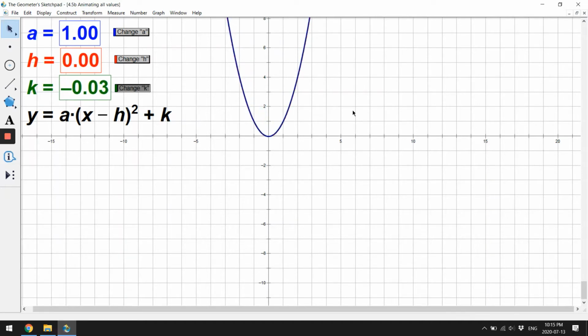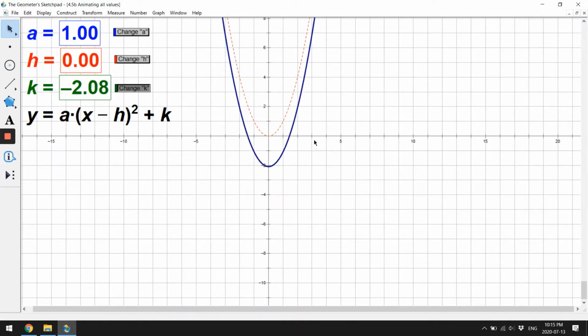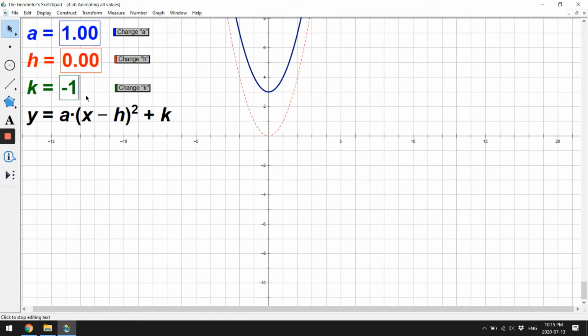Oh, okay. So hopefully you see that k is translating the parabola up and down. So the red one is y equals x squared. That's our original parabola. So for example, if k is 1, you shifted the red parabola 1 unit upwards. If it was 2, it's 2 units up. If it was 3, 3 units up. Negative 1, 1 unit down. Negative 2, 2 units down. Okay? So k is basically introducing a vertical translation.